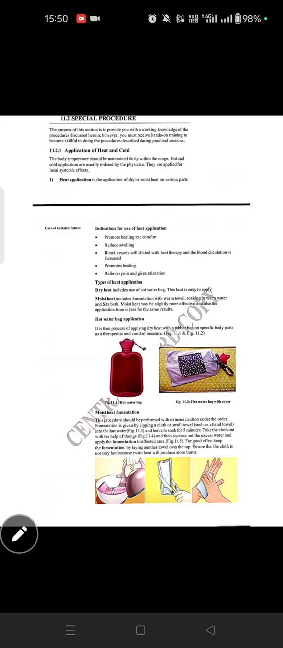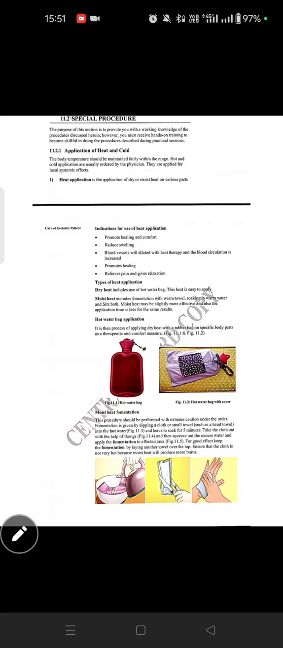So heat application, mainly we can give moist heat only. We are not going to give strong heat. So what are the conditions we are giving it for? To promote healing or comfort, and reduce the swelling of blood vessels. So with heat therapy, to promote healing, relieve tension and for relaxation, we give that.